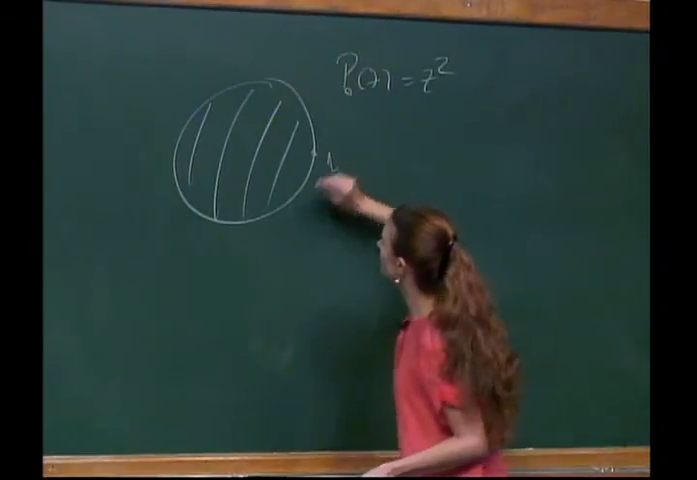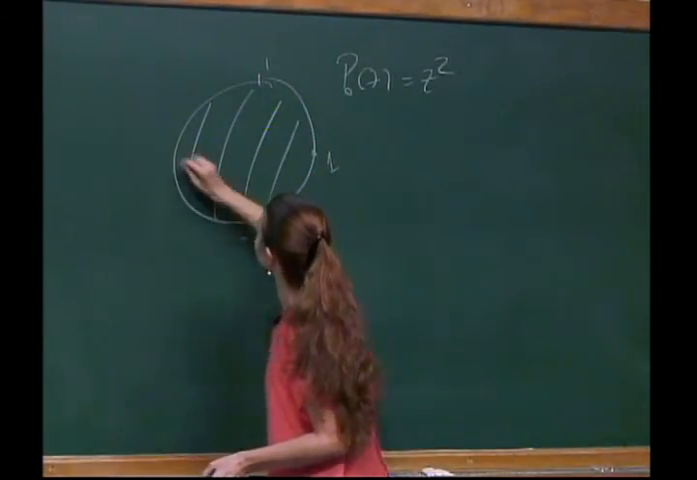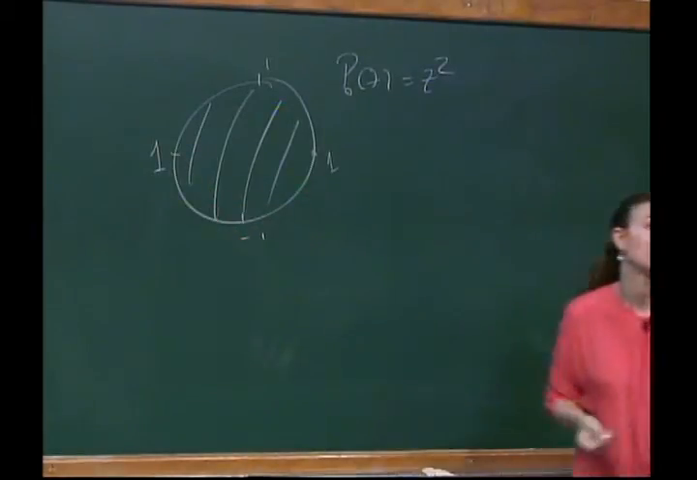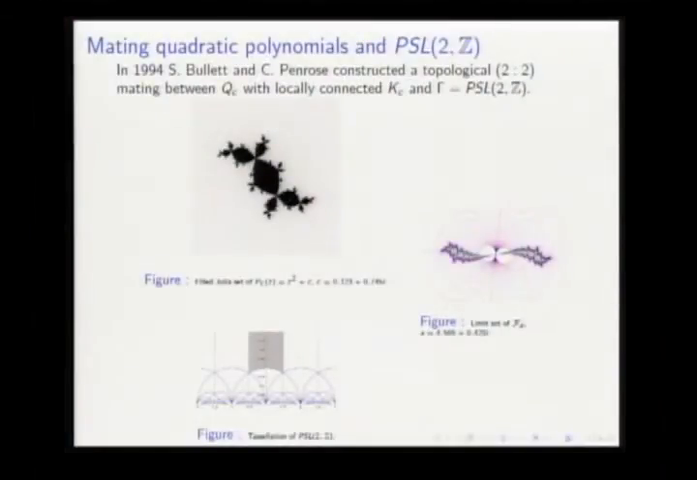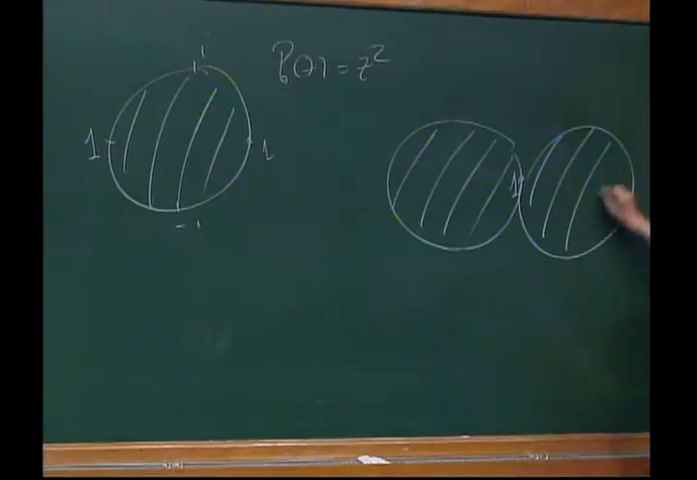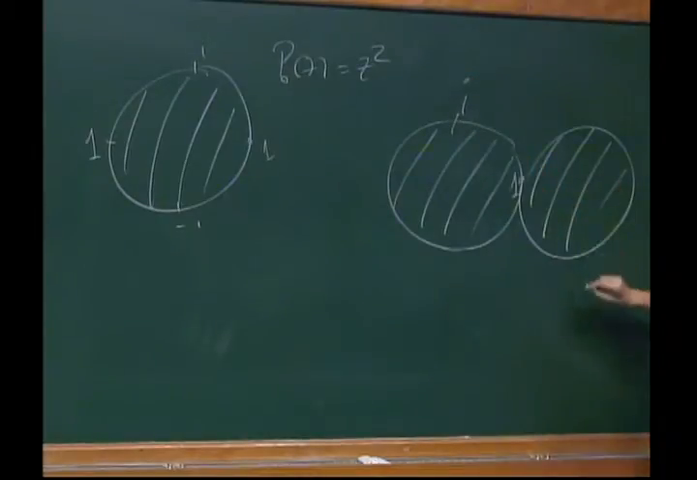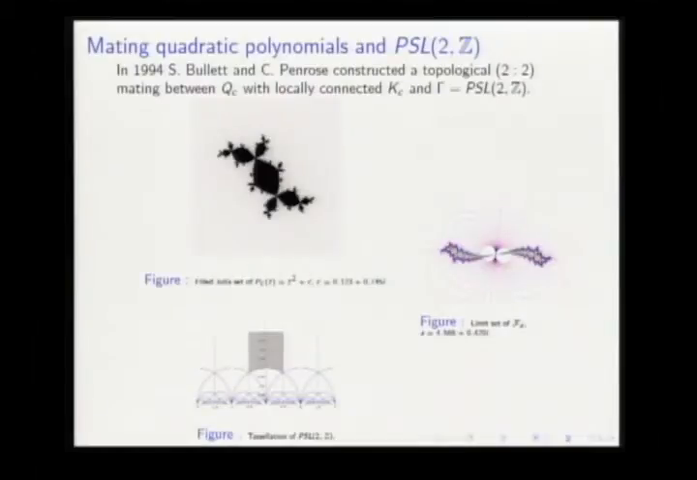We have one here, minus 1. And let's start by attaching, gluing together two filled Julia sets at their beta fixed point, this guy here. So here I have one. So morally, this is I, and this is I. This thing is turned. Here it's easy to see. And define a topological correspondence. We want something 2-2.